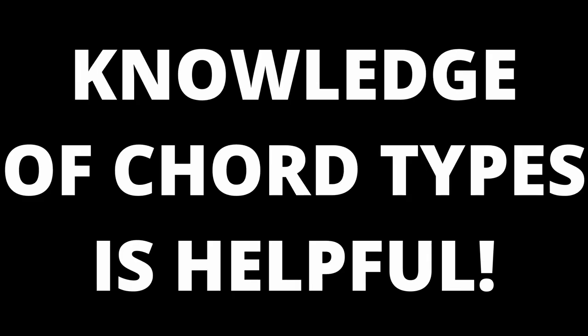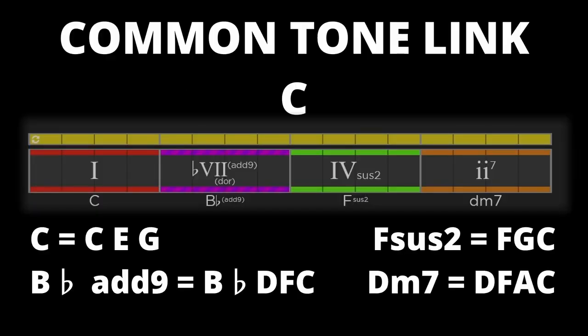Add 9 chords are often used in progressions that are linked by common tones. For guitar players, this makes their lives easier by keeping the note in question held throughout. This can involve the use of a variety of chord types to maintain the common tone. In this example, we will complement the flat 7 add 9 with sus 2 and minor 7th chords. The common note here is the 9th in B flat add 9, which is C.